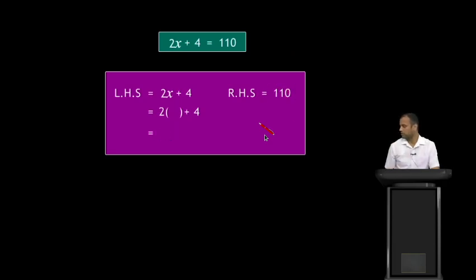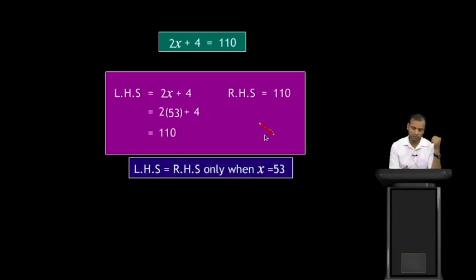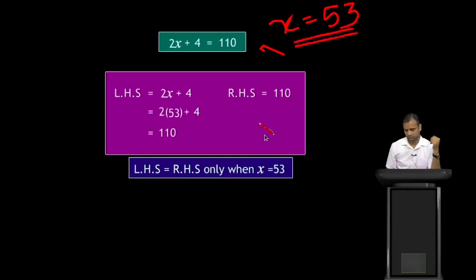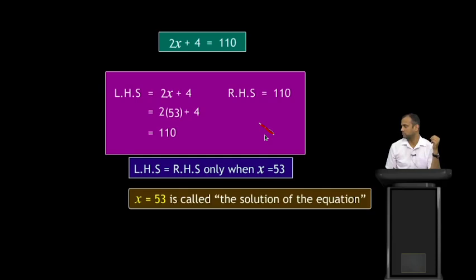So if a value of variable satisfies this equation, meaning for any value of variable, if the LHS is equal to RHS, then it is called solution of the equation. Like here if we put x equals 53, so we can say this is the solution of the linear equation, or LHS equals RHS only when x equals 53. So x equals 53 is called the solution of the equation.